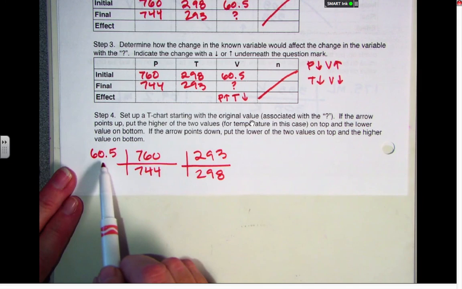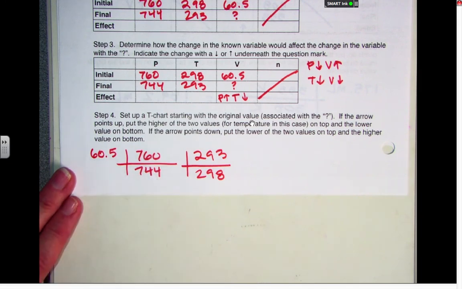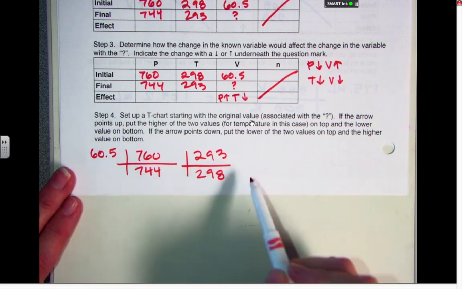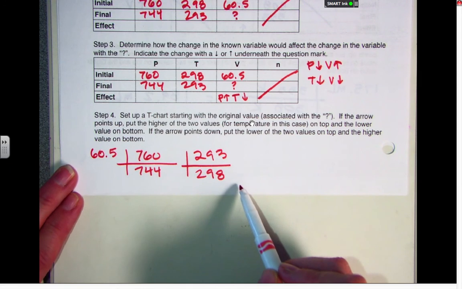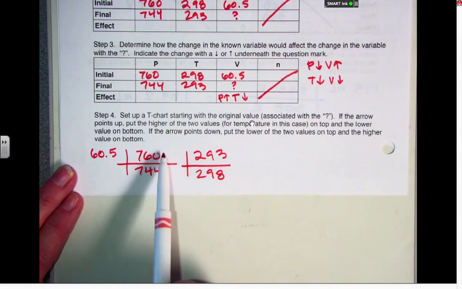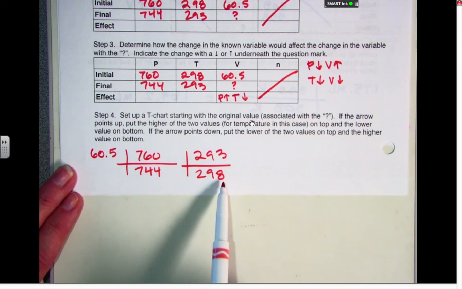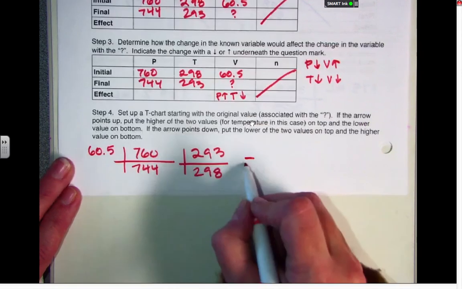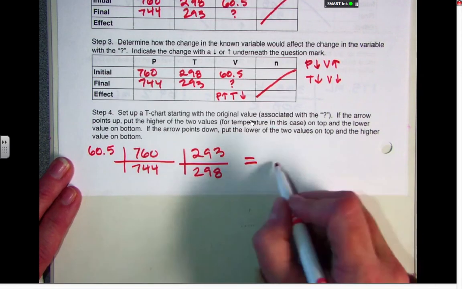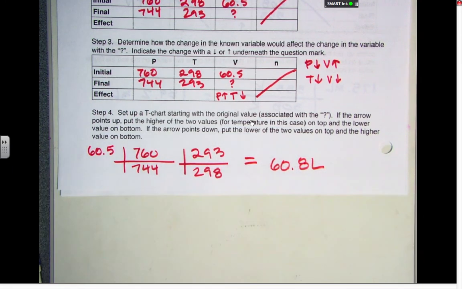So I have 60.5 times 760 divided by 744. Then I have 293 divided by 298. So 60.5 times 760 divided by 744 times 293 divided by 298. And that gives us 60.8 liters. That one is a little bit more challenging. We'll practice one more.